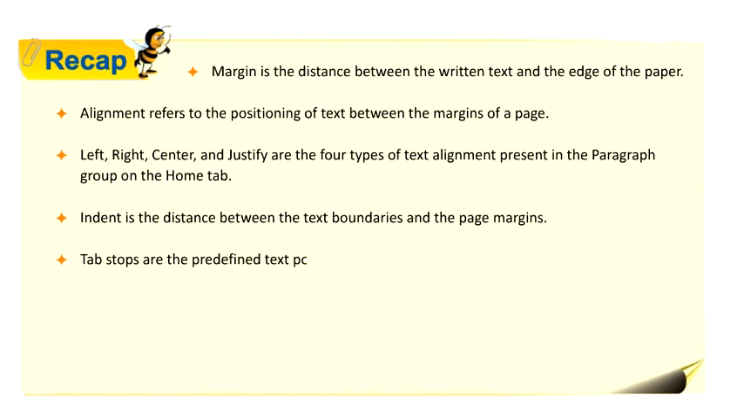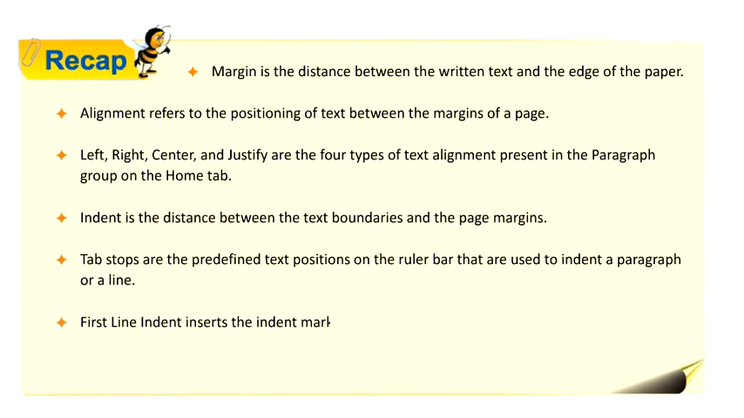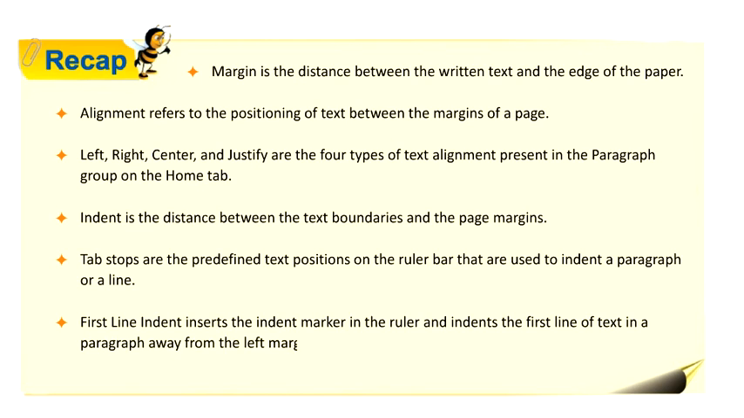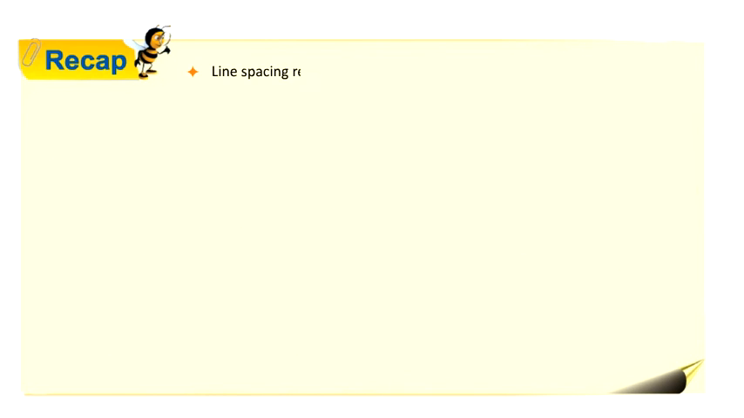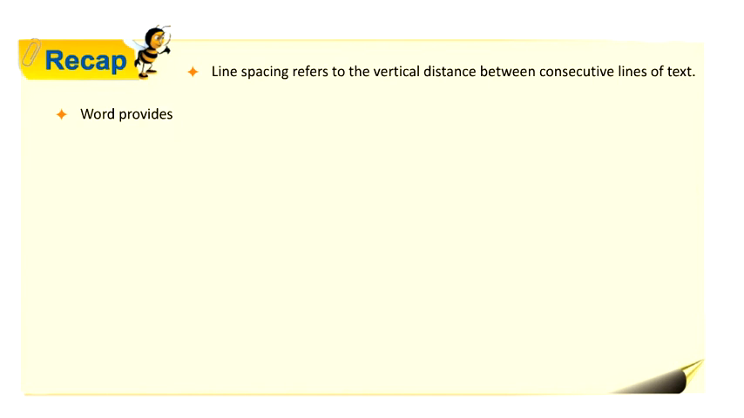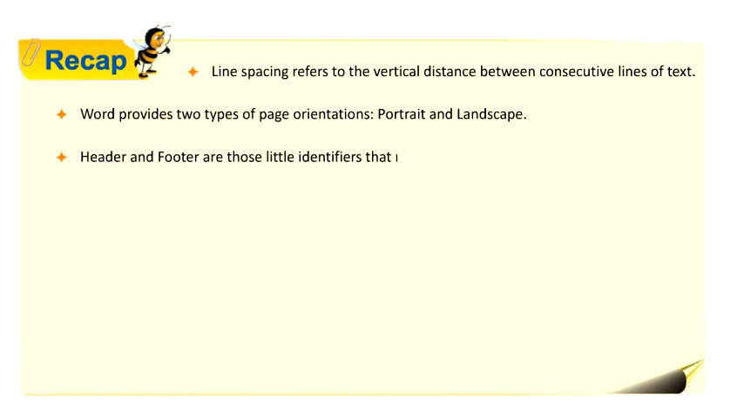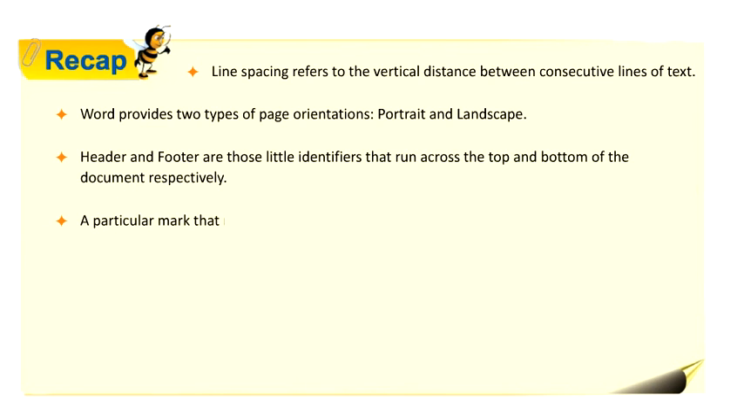Tab stops are the predefined text positions on the ruler bar that are used to indent a paragraph or a line. First line indent inserts the indent marker in the ruler and indents the first line of text in a paragraph away from the left margin. Line spacing refers to the vertical distance between the consecutive lines of text. Word provides 2 types of page orientations, portrait and landscape. Header and footer are those little identifiers that run across the top and bottom of the document respectively. A particular mark that represents some piece of information is called a symbol.